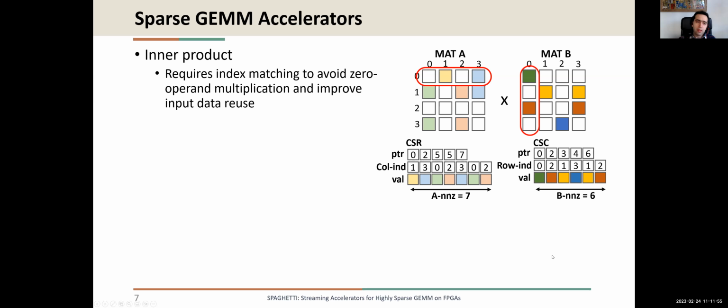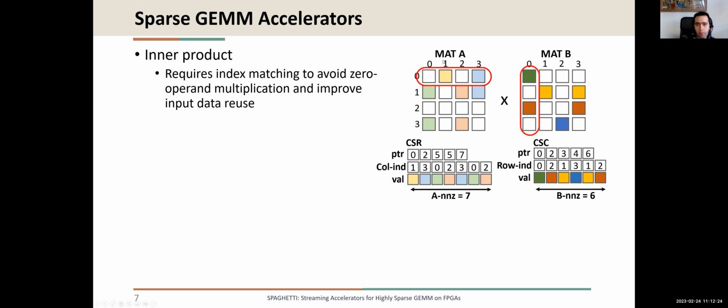We usually store the matrices in a compressed format, because we don't want to store zeros, right? We just want to store non-zero elements. So we usually use a compression format or representation, like CSR or CSC. These are probably the most popular compression formats: compressed sparse row and compressed sparse column.